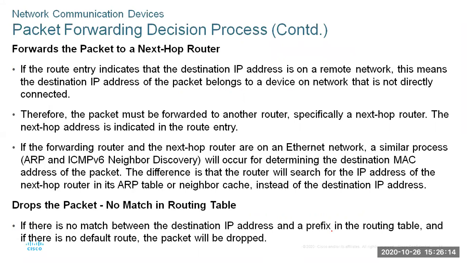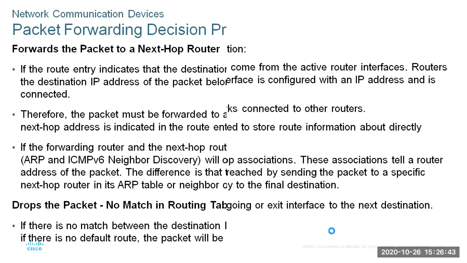Now, if the packet entry indicates that the destination IP address is on a remote network, it means the destination IP address of the packet belongs to a device on a network that is not directly connected to this host network. So if there is no match between the destination IP address and the prefix in the routing table, what will happen? You will just have to drop the packet.